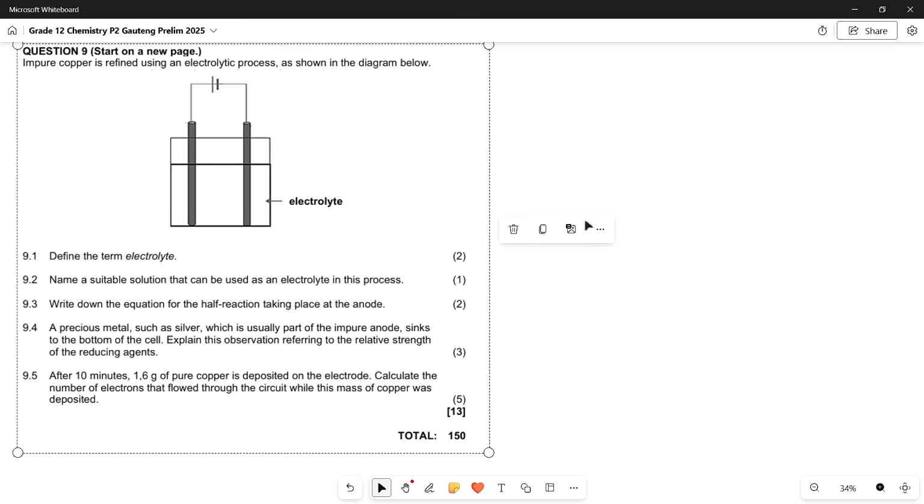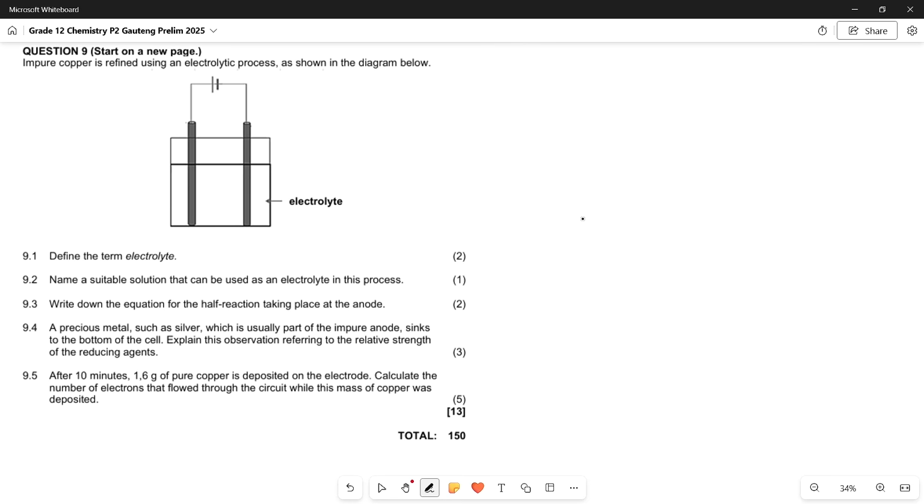Question 9, it is the last question where we're looking at electrolytic cells. So question 9 says, impure copper is refined using an electrolytic process as shown in the diagram below. Okay, so 9.1 says, define the term electrolyte. We'll break that down just now, but what we have first, based off of our galvanic cell from the previous question, is we have an ox and red cat. This still occurs in this section.